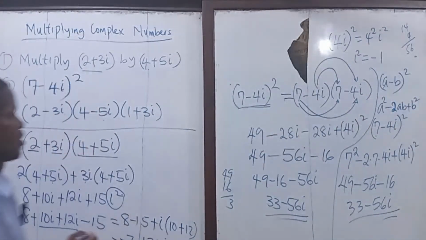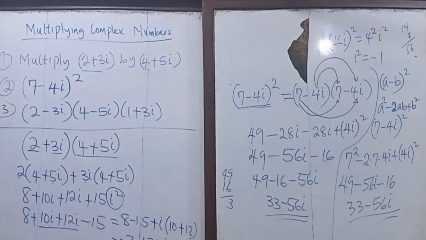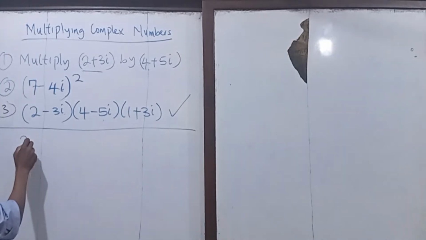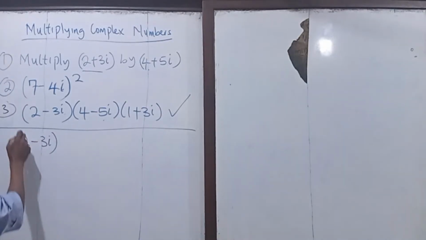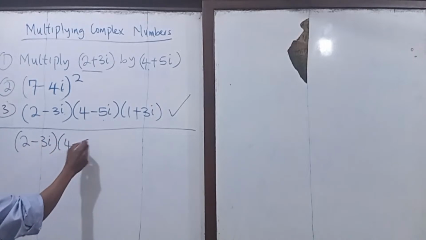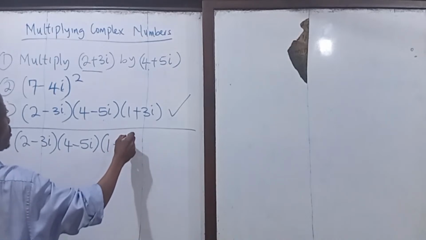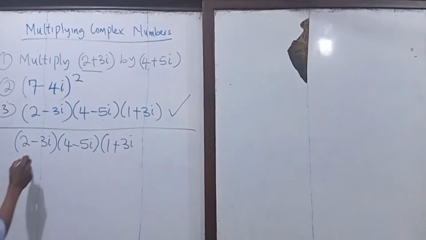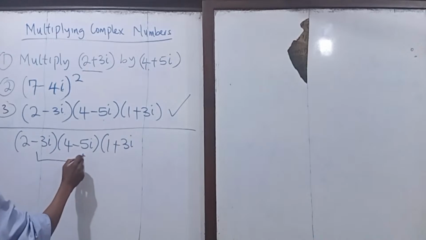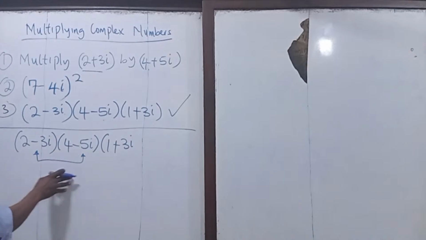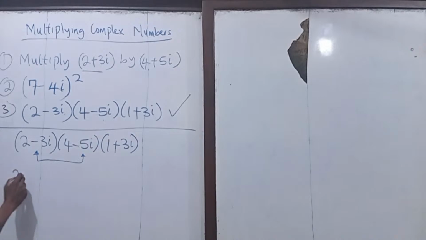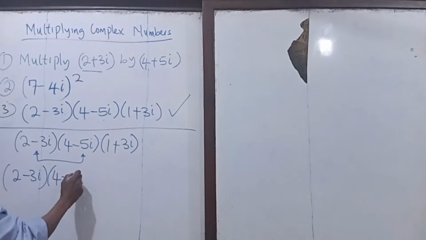So that starts on the multiplication of two complex numbers. We have (2 minus 3i) times (4 minus 5i), and then times (1 plus 3i). What we are going to do is multiply the first two. Whatever we now get, we use it to multiply the third one. So the first two: (2 minus 3i) times (4 minus 5i).